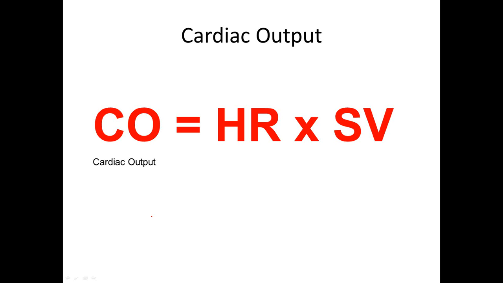Now, there are two key determinants of cardiac output, and these are the ways in which the body controls heart function. The two key components are heart rate and stroke volume. So cardiac output equals heart rate times stroke volume. Okay? So heart rate is the number of beats the heart makes in a minute, and stroke volume is the number of milliliters of blood that goes out of the heart every beat.